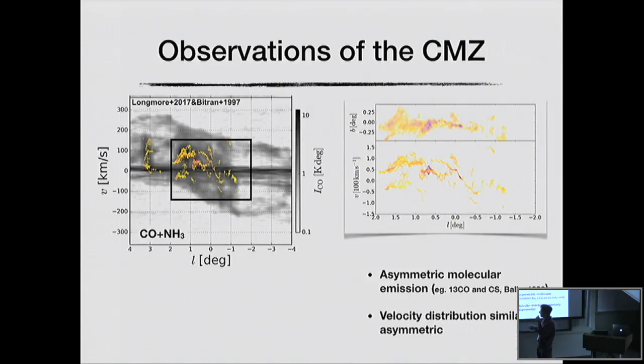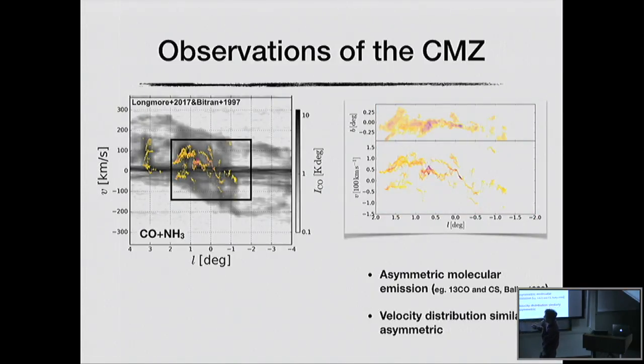So we deal with these longitude-velocity plots, latitude and line-of-sight velocities. We have to use the information stored in these plots, and with the help of models, we try to understand what the 3D, the face-on view of the Milky Way would look like.